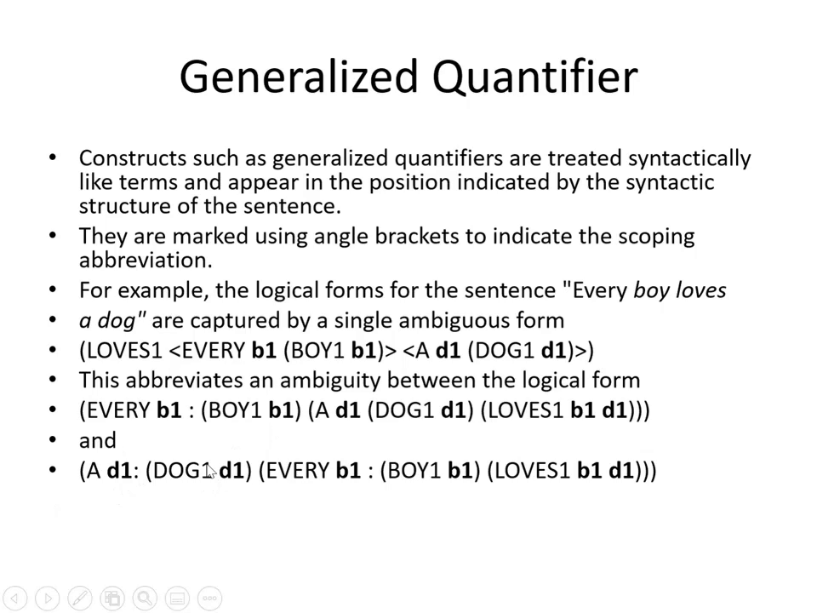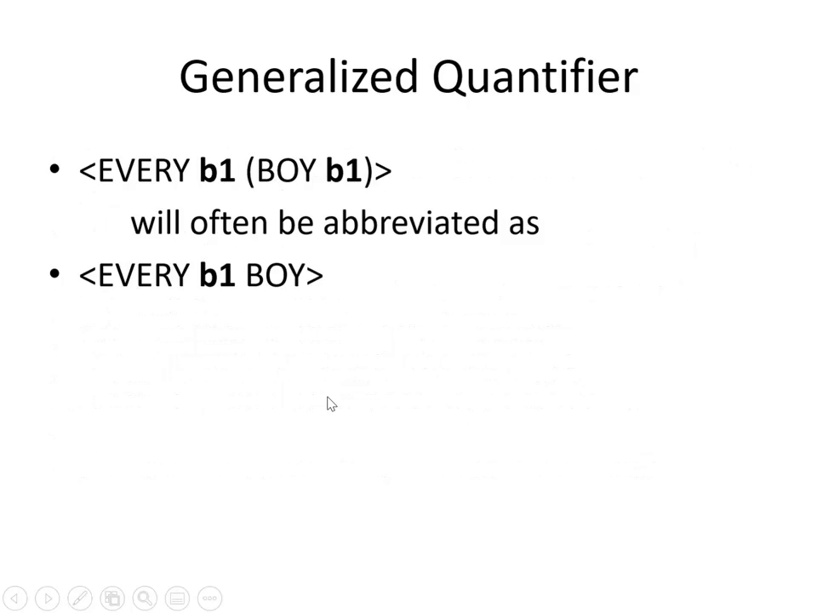But there is an ambiguity, so that can be represented or resolved using this scope type of operator, that is the generalized quantifier. Here we have combined every boy together. So every boy loves dog can also be represented like this. If we have this logical form, every B1 boy B1 can be abbreviated as every B1 boy. So both the logical forms are similar or the same.